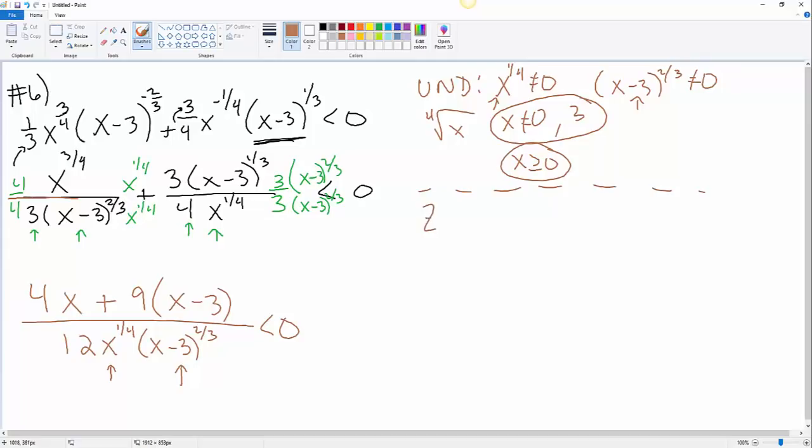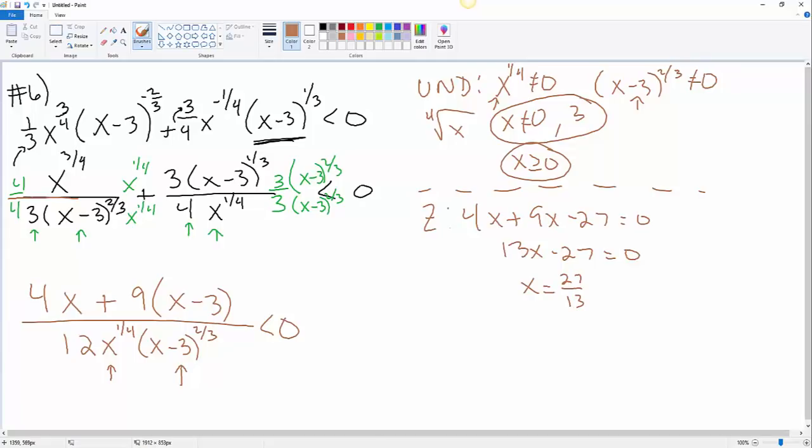Now my zeros. All I have to do is set the top, 4x plus 9x minus 27, that's 13x minus 27, equal to 0. So add 27, divide by 13. You get x equals 27 over 13.